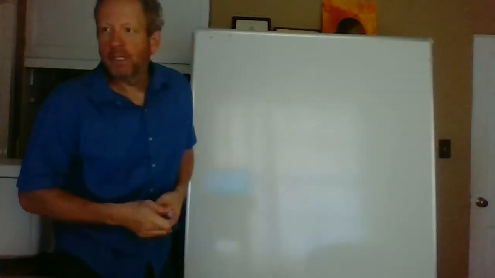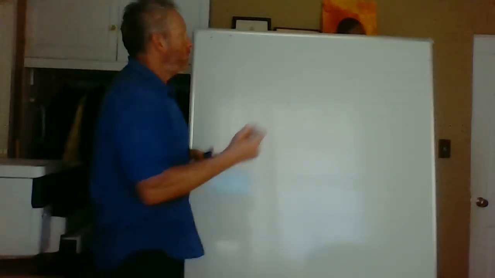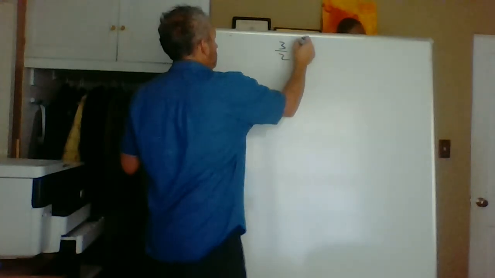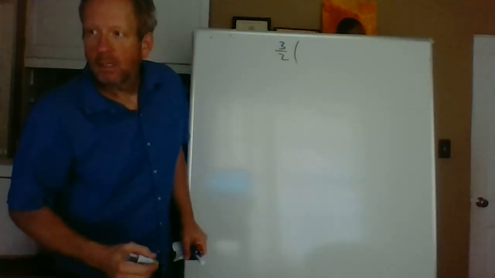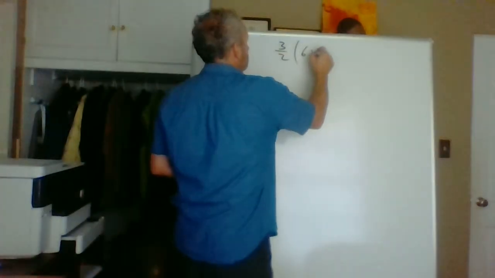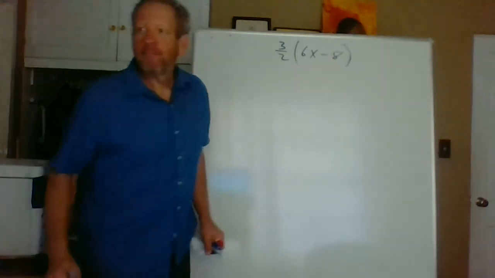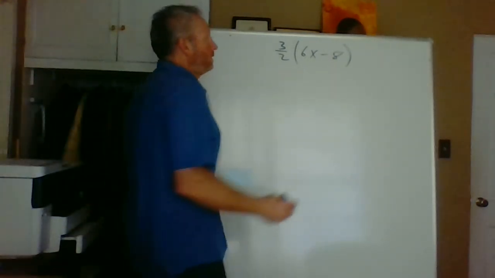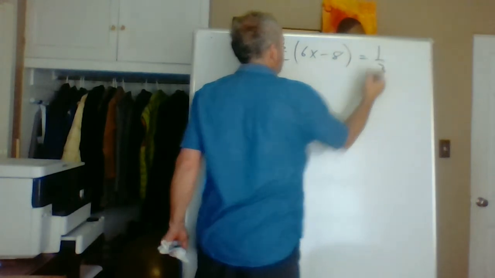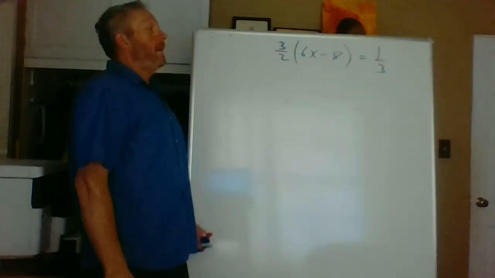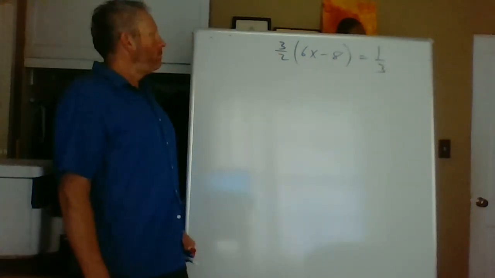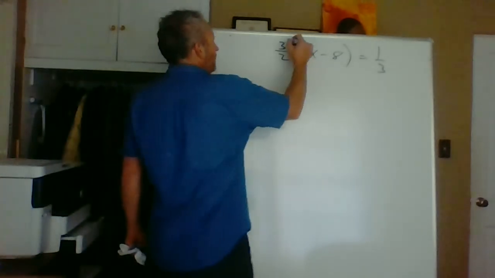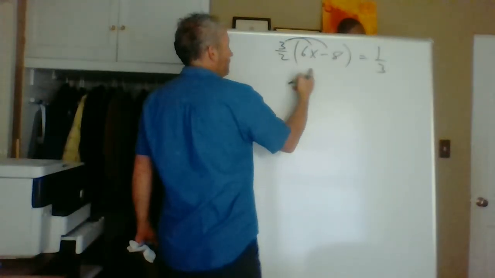Now, number 3. 3 halves times 6x minus 8 equals 1/3. Okay, so now we get some fractions into the game. It's sort of mixed results here. But at any rate, this times this, this times this, this times this.